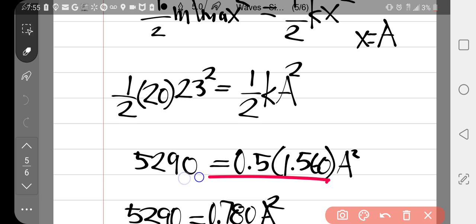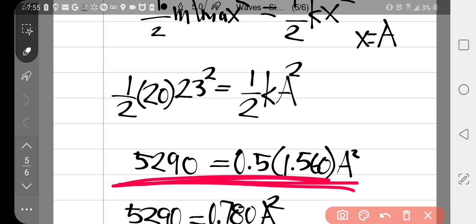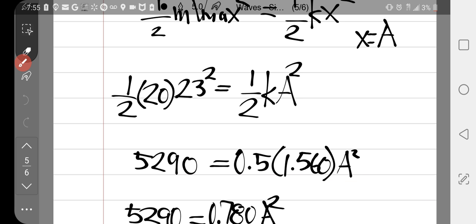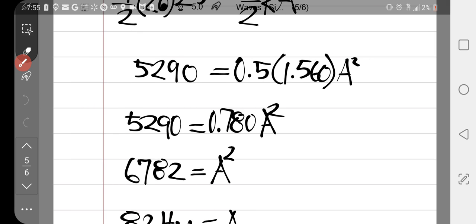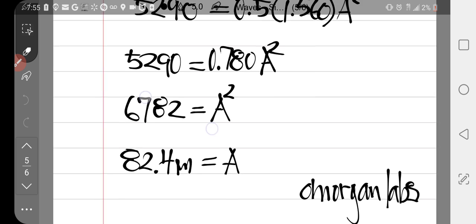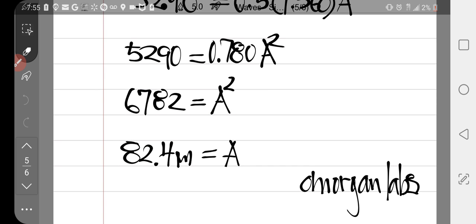Anyway, so here we go. 5,290 equals 1/2 or 0.5 times 1.56 A squared. And then 5,290 equals 0.780 A squared. You divide by 0.78 on both sides, you get A squared. 6,782 equals A squared. The amplitude is 82.4. Whew, done. So now we're almost there.